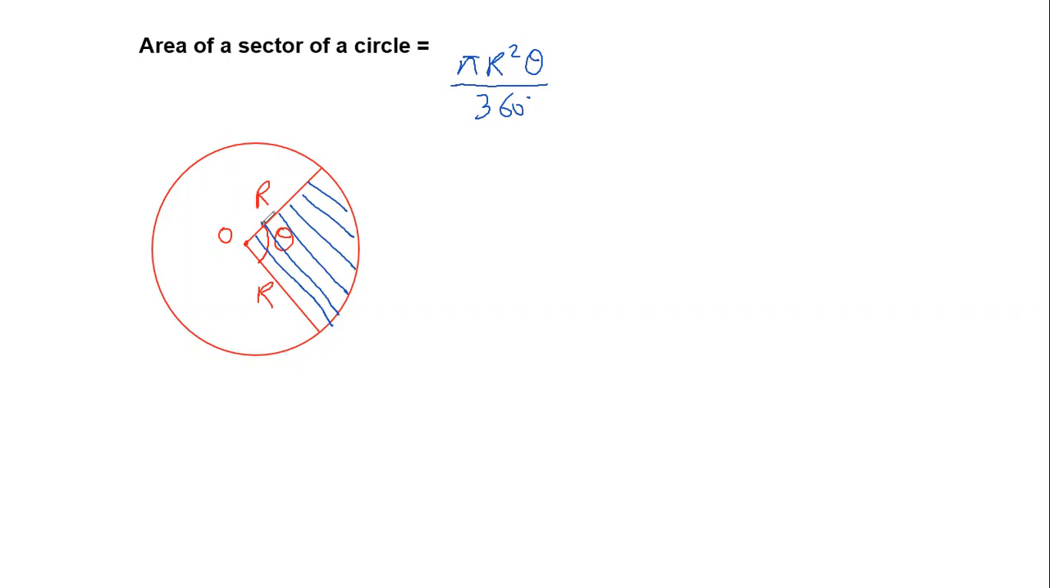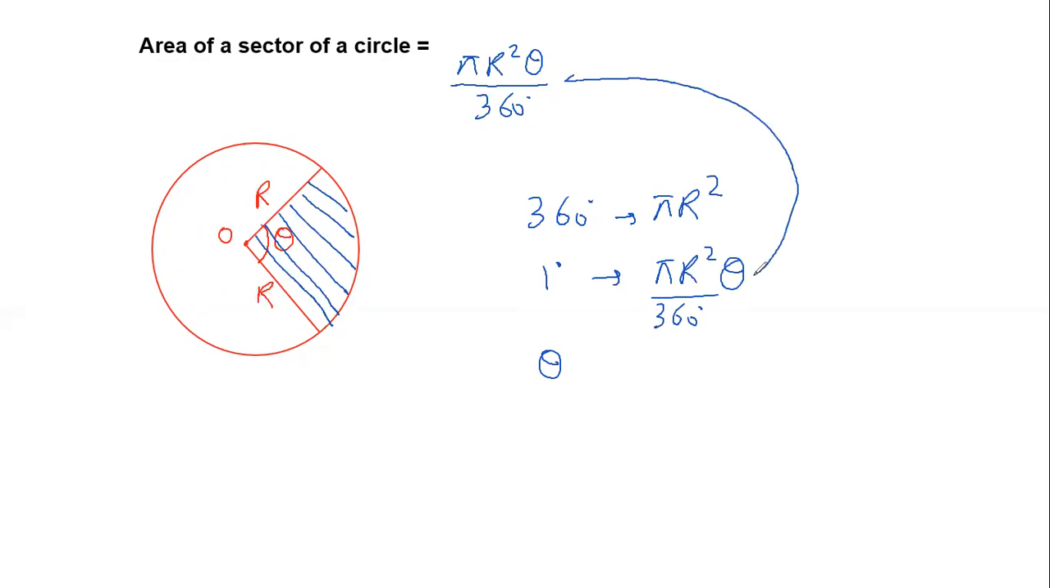If the central angle were 360 degrees, the entire area of the circle would represent the area of the sector. So if the central angle is 360 degrees, the area of the sector is the entire area of the circle, that's pi r square. Applying the basic unitary method, if it's 1 degree, it will be pi r square over 360. And if the central angle is theta, I just multiply this by theta, and that's how this formula is developed: pi r square theta over 360 degrees. So these are the two formulas that I need to know.